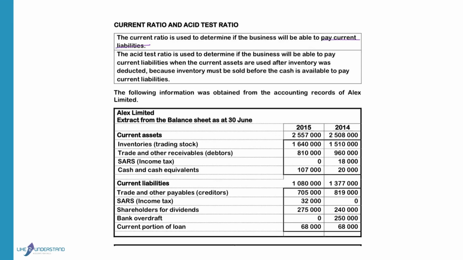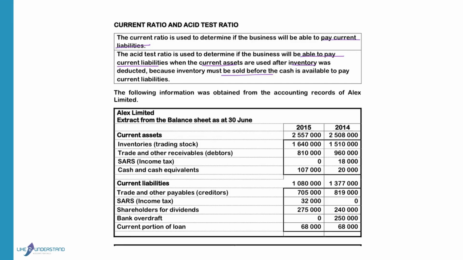The asset test ratio is to determine whether the business will be able to pay the current liabilities if the inventory is not included in the current assets. So if you take the current assets minus the inventory and then work it out with current liabilities. The reason for this is that the inventory must first be sold before cash is available to pay for the current liabilities. The following information was obtained from the accounting records of Alex Limited, and they give us the information for the current assets and the current liabilities.